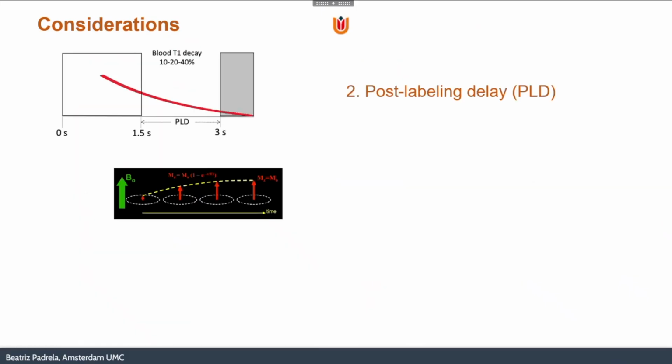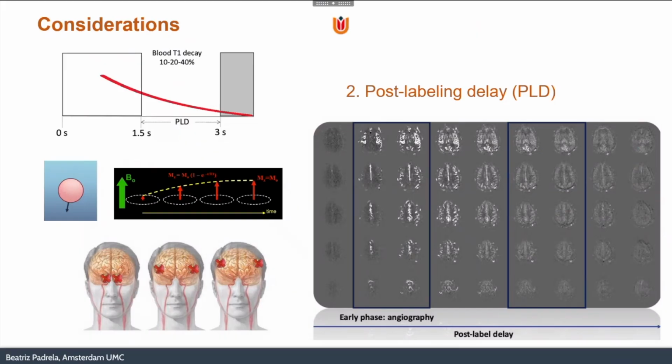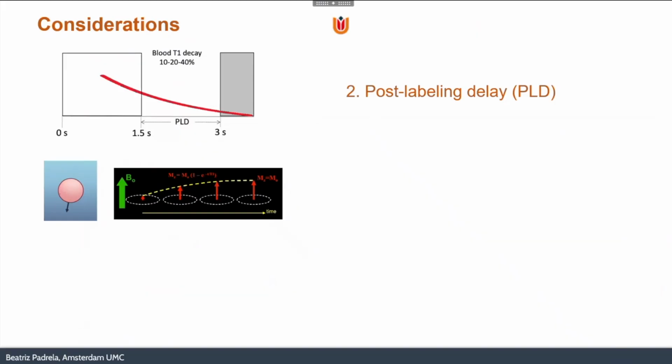Then regarding the post-labeling delay, what happens is when you have the water spins in the blood and you label, there was supposed to be an animation there, maybe not working. So what happens is that by labeling the blood, we are changing the magnetization of the blood compared to the rest of the brain. But of course, because the patient is aligned with the B0, the spins will try to align again with the B0 field. So this difference between the labeled blood and the non-blood will get lost over time. And that's why the signal decreases over time.